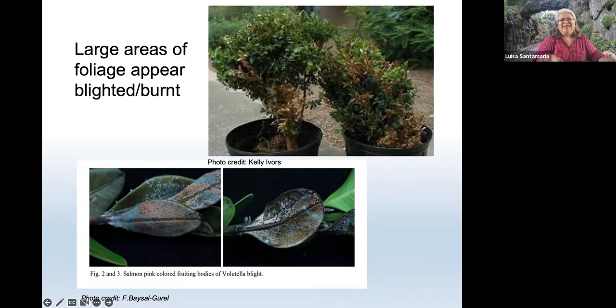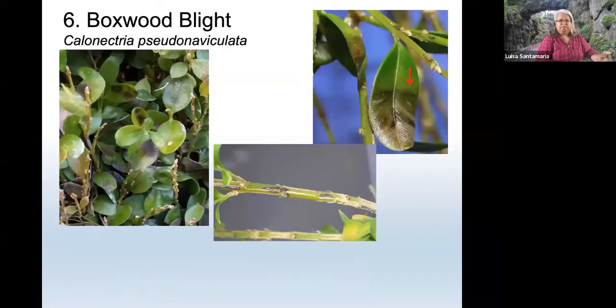Another picture about Utella, showing part of the foliage. The interesting thing is the leaves don't fall. That is one of the things that you recognize or differentiate. But I think the signs of this pathogen are kind of easy to recognize to me.